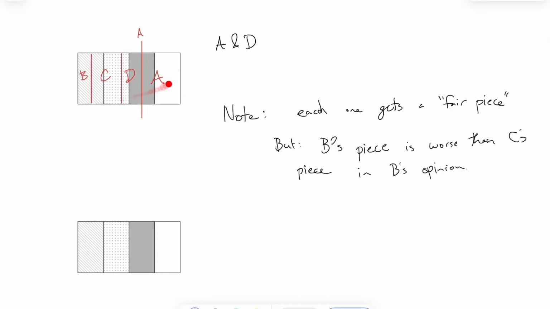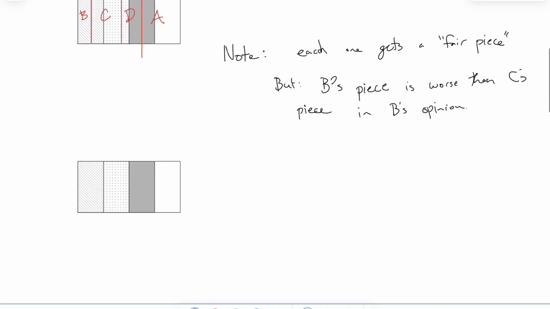If you imagine these four people sitting around with their cakes after they decide to divide it up in this way, B is going to look at C's piece, and actually B likes C's piece better. That's because B likes only the stripes and the dots, but C's piece is just bigger than B's, and they both have stripes and dots. So B's piece is worse than C's piece in B's opinion. The way that they typically say that is B is envious of C's piece.